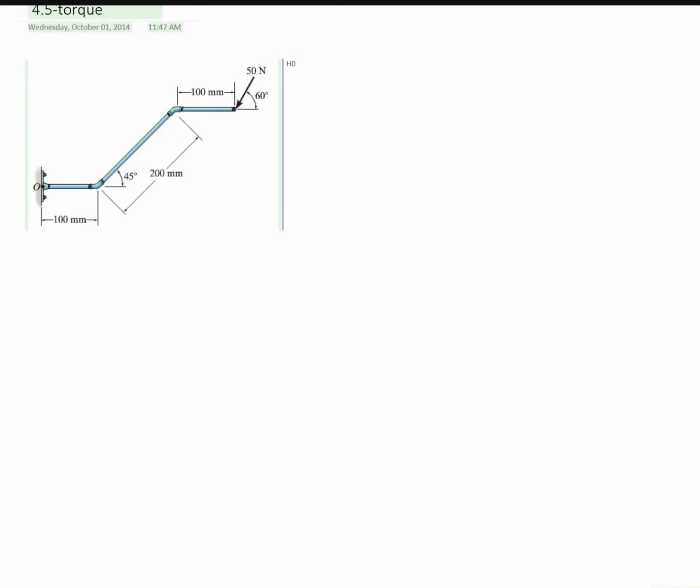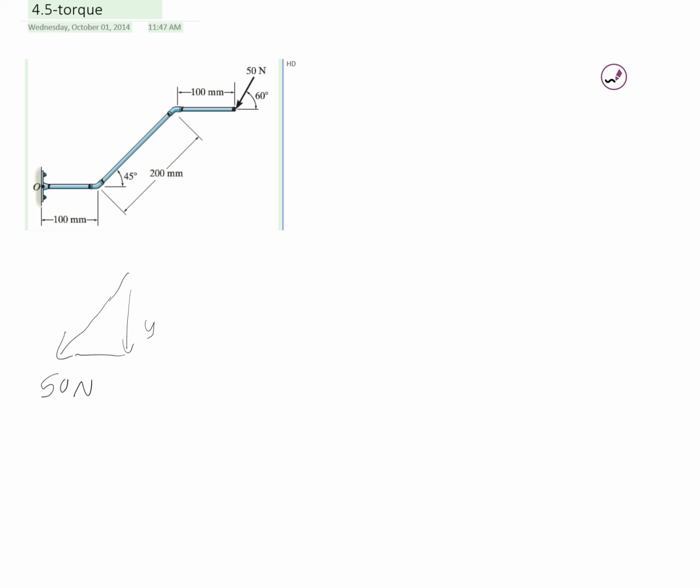Alright, in this problem I want to find the torque about point O from the 50 newton force. What I'll do first is break the 50 newtons up into its parts. So I'll have a y component and an x component, and I have 60 degrees with the x.